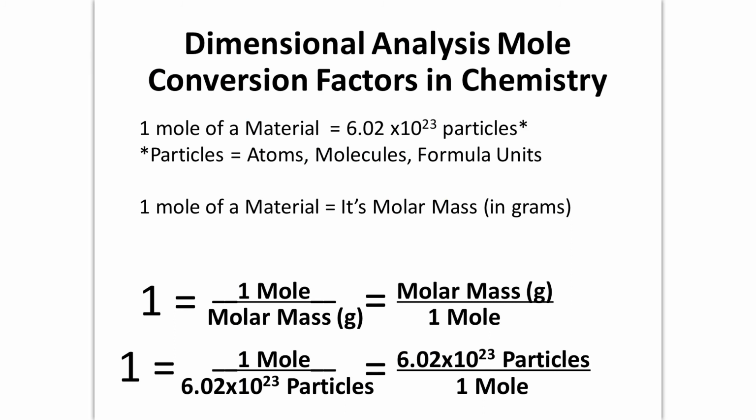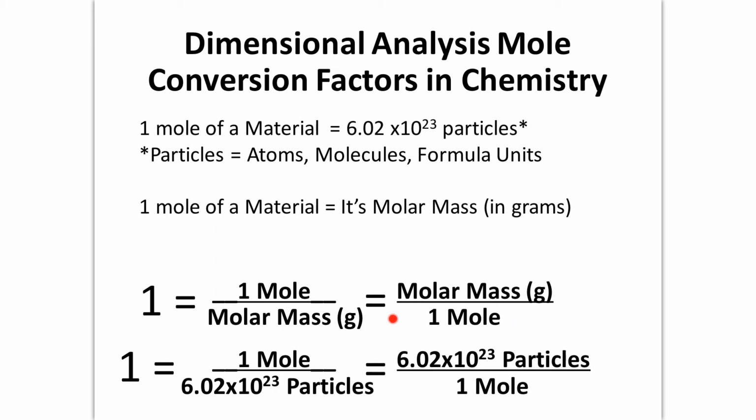So there's only 2 conversion factors that you're going to have to worry about. 1 mole equals the molar mass in grams. 1 mole equals 6.02 times 10 to the 23rd particles of that thing. The word particles can represent atoms, molecules, formula units, etc., right? Now, depending on which way you're going in the conversion, are you going from moles to grams or grams to moles, will dictate how this conversion factor is written in the dimensional analysis problem.